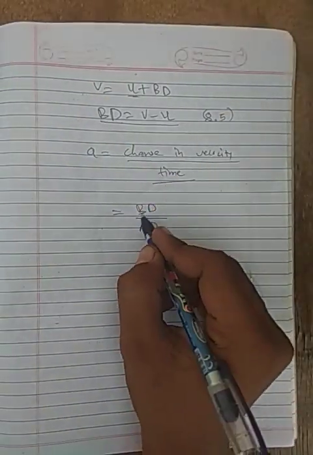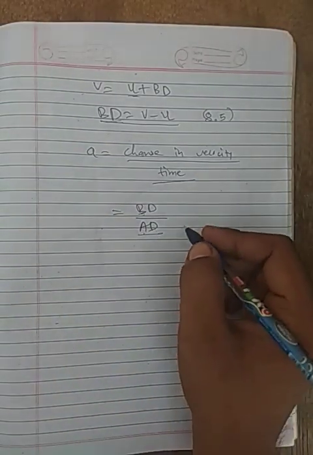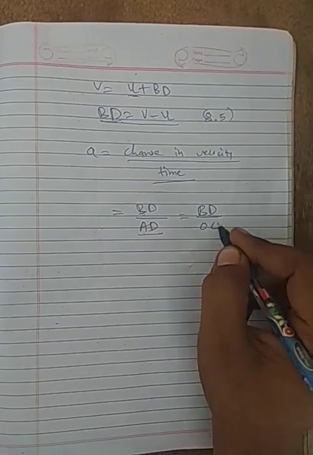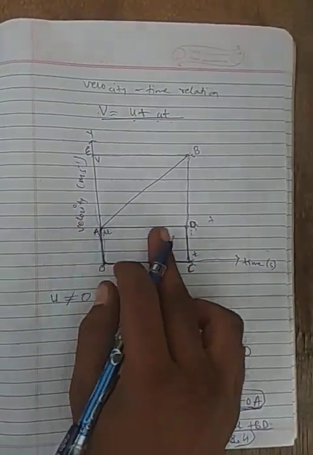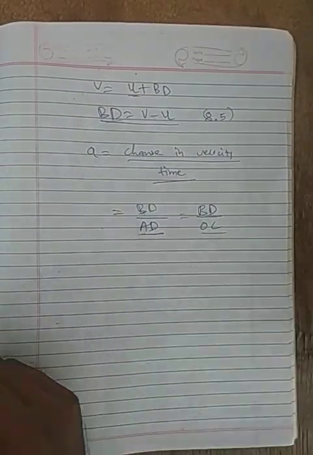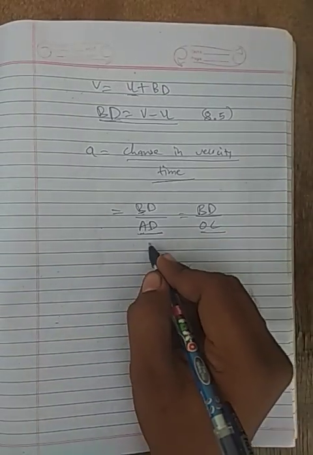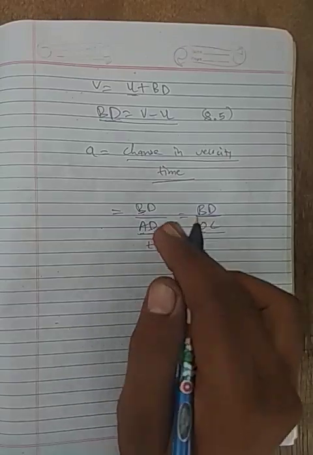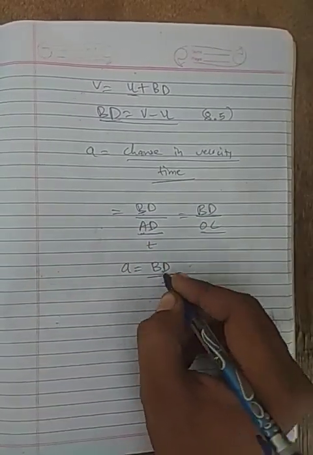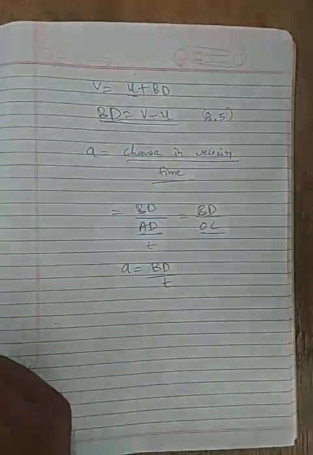So change in velocity BD upon time, which is AD. You can also write it as BD upon OC, where OC or AD is equal to time. So time can be written as AD or OC. Now if we substitute OC is equal to T in this equation, we will get A is equal to BD upon T. BD is change in velocity, final velocity minus initial velocity.